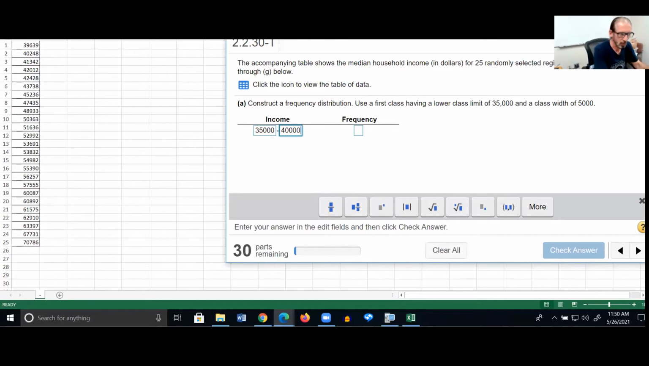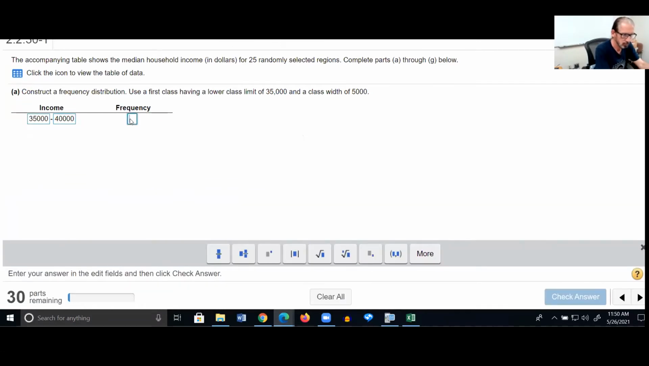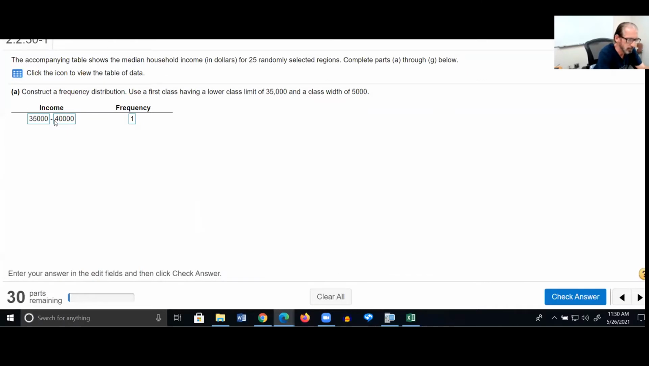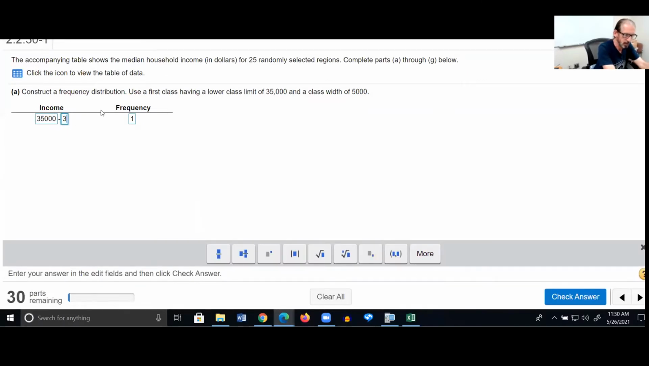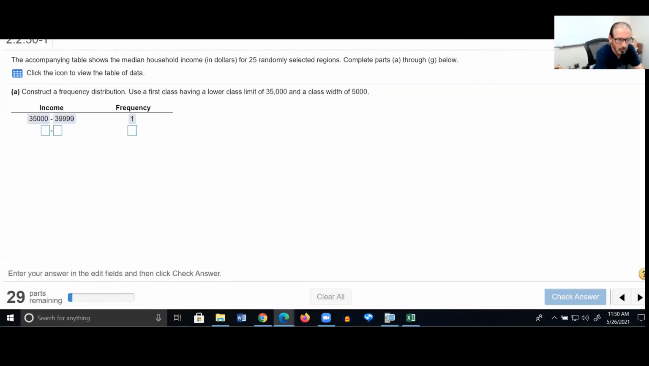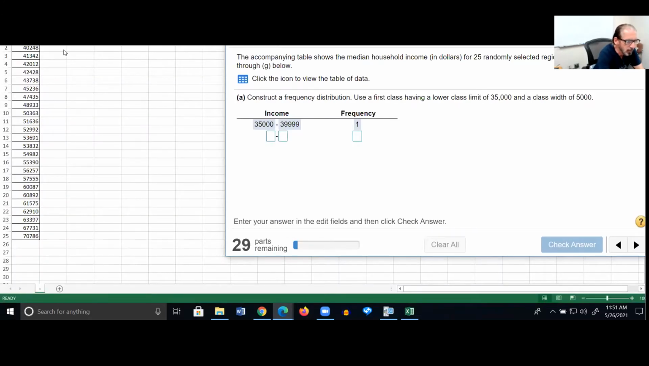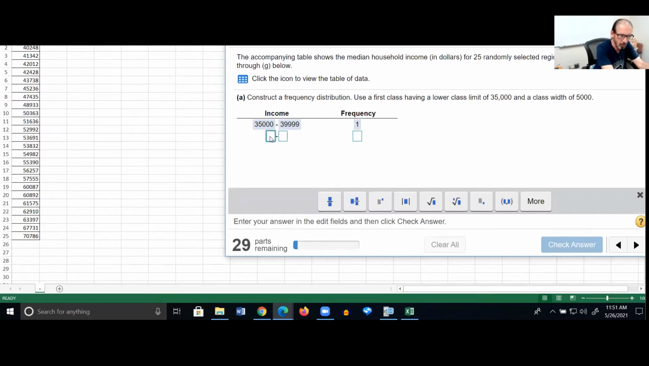And there's only one score in that group. Probably want this going to 39,999. And why is that? Because median income in dollars would be a discrete quantitative variable. So our next one, pick up at 40,000, and instead of going to 45,000, go to 44,999.